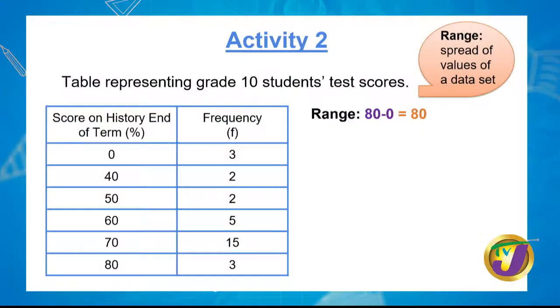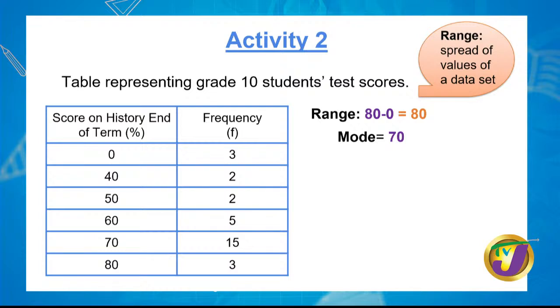And we're seeing that the mode from this table is 70. I get 70 because, looking at the frequency of all the percentages, 15 students got a percentage of 70%. So most students got 70%. So that would be the mode for the class.